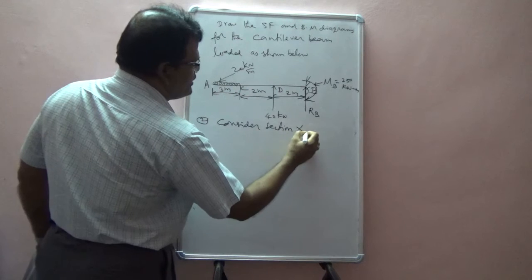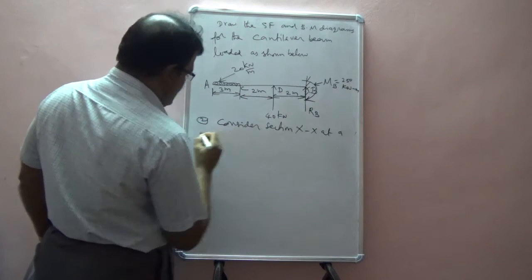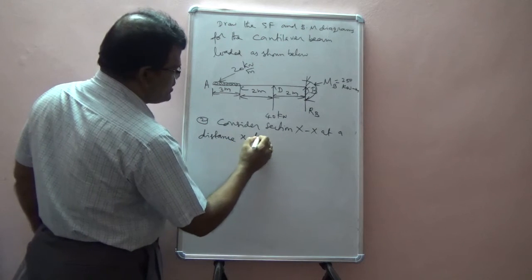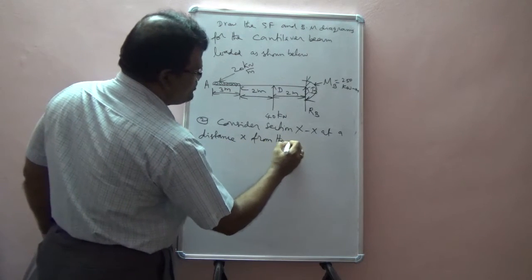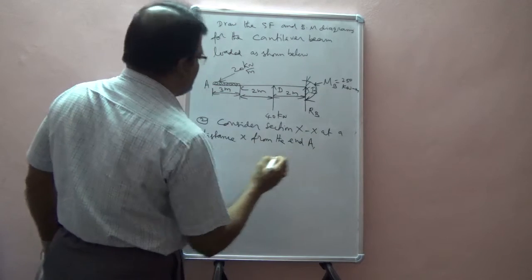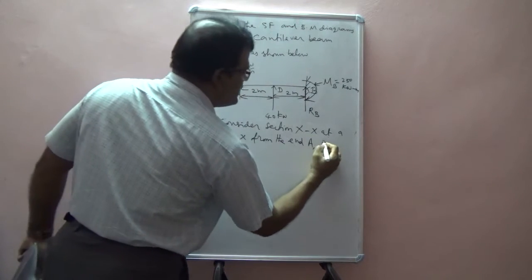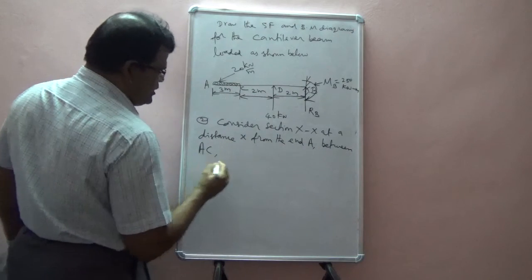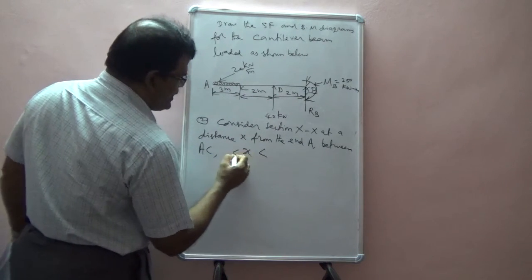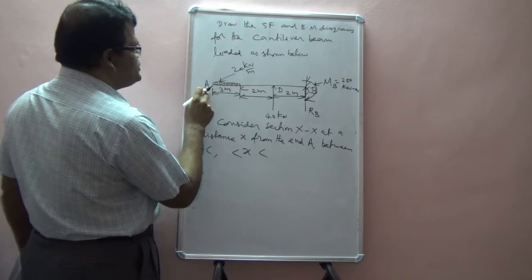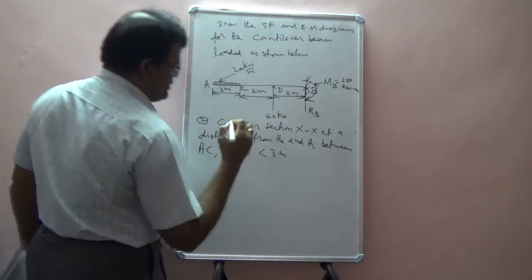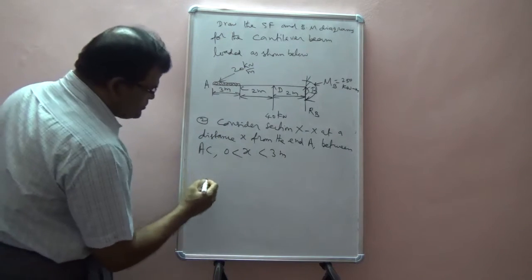section XX at a distance X from the end A, between AC. So between AC, what is the X value? X varies, A is at a point of 0, C is at 3 meter, therefore 0 to 3 meter. Okay, now draw the diagram separately.